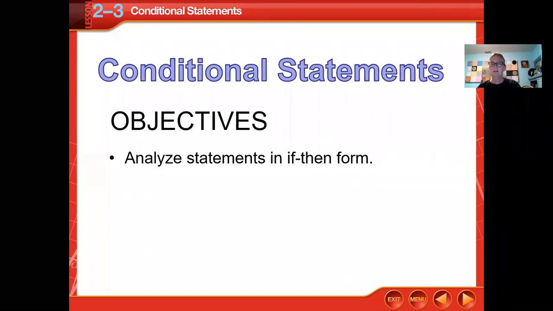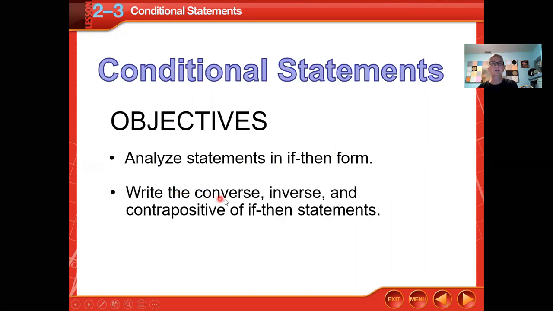Chapter 2, Section 3 is called Conditional Statements. The objective is to analyze statements that are in if-then form. In Chapter 2, Section 2, we talked about statements and compound statements, and they would call a statement P, to make it more abstract. A rectangle has 4 right angles was a statement. So this is going to be analyzing statements that are in if-then form.